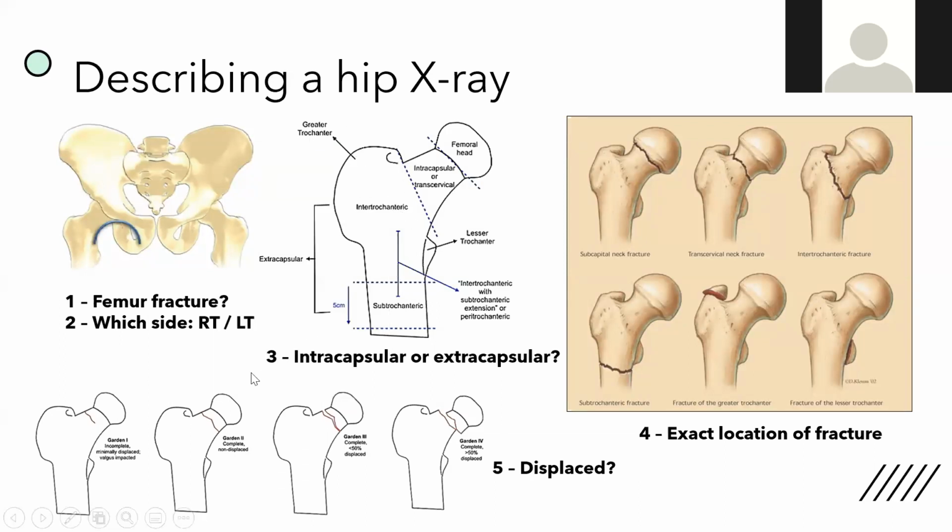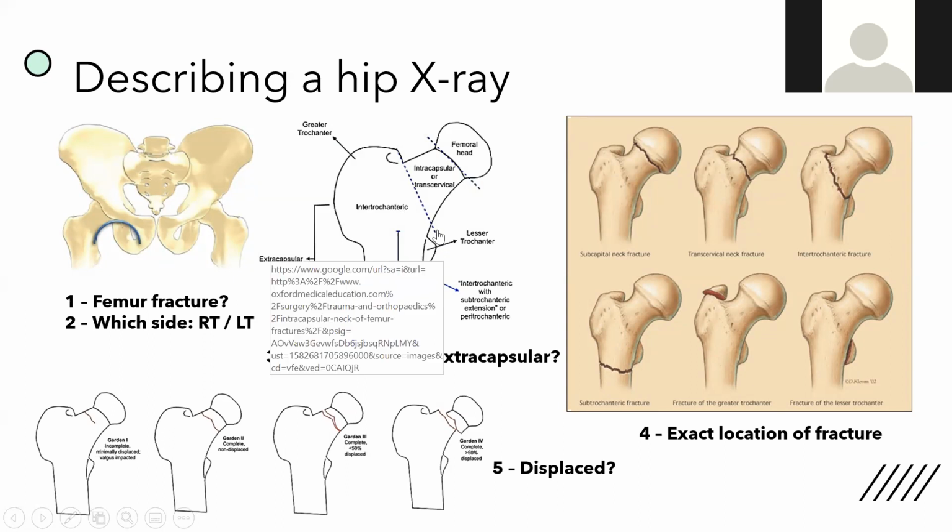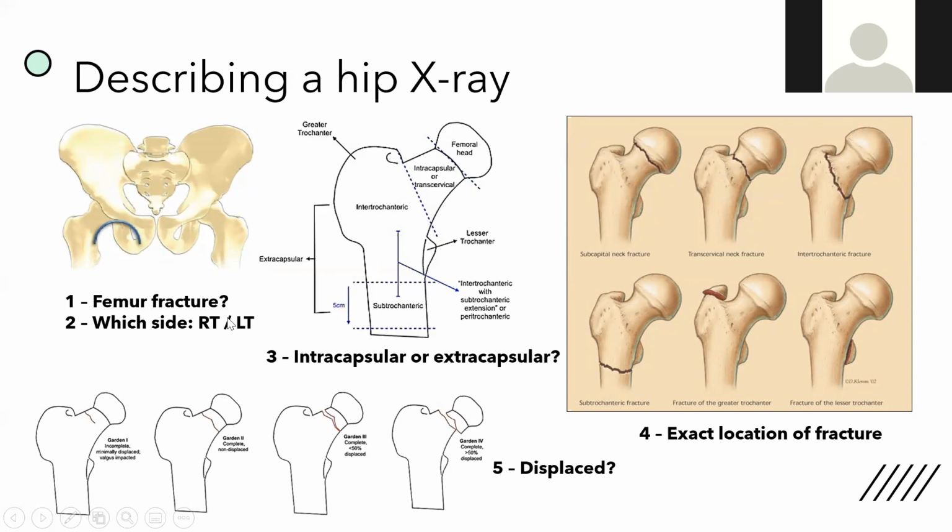Next, you need to decide if the fracture is intracapsular or extracapsular, which means if you look at this line here, the intertrochanteric line between the greater trochanter and the lesser trochanter, if the fracture is above this, then you call it an intracapsular neck of femur fracture. If it's below that line in this region, then it's an extracapsular femur fracture. A nice way to remember is that this is your head, this is the neck, and these are your shoulders. Any fracture above the shoulders is intracapsular, and anything below is extracapsular.